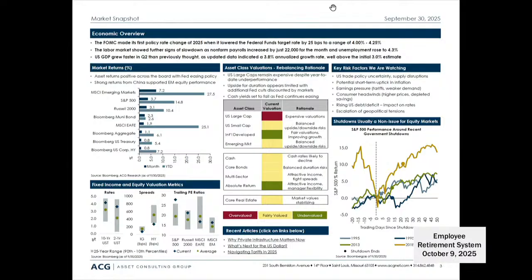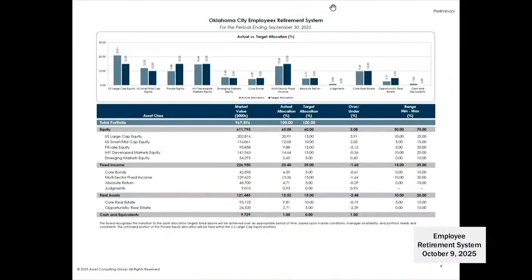Looking at your results, if you go to page 4, the portfolio is valued just under $970 million as of the end of September. You have a 60% target to equities, 25% to fixed income, and 15% to real assets. About a third of your equity allocation is in non-U.S. equities. So definitely portfolios benefiting from the recent rise in non-U.S. developed and emerging market performance returns there.